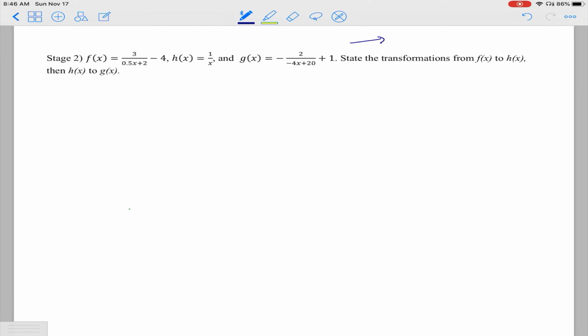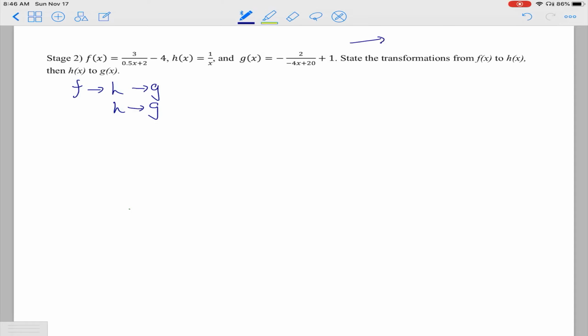The function f(x) equals 3 over 0.5x plus 2, minus 4. h(x) equals 1 over x, which is the parent function. g(x) is another transformed function of h(x), equal to negative 2 over negative 4x plus 20, plus 1. State the transformations from f(x) to h(x) and then h(x) to g(x). So the overall mapping goes like this: f goes to h and then h goes to g. So basically f goes to g.